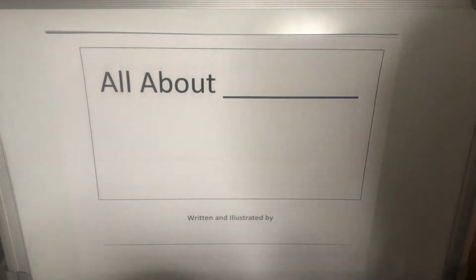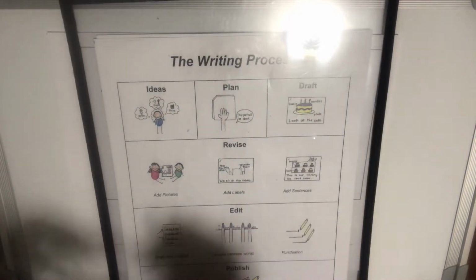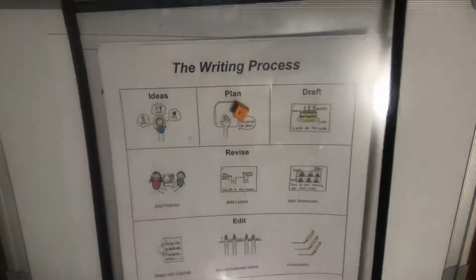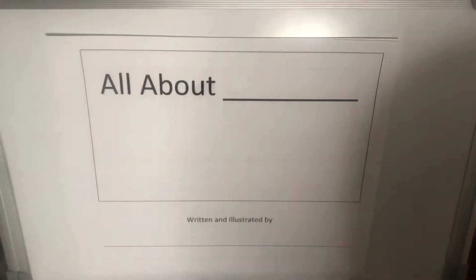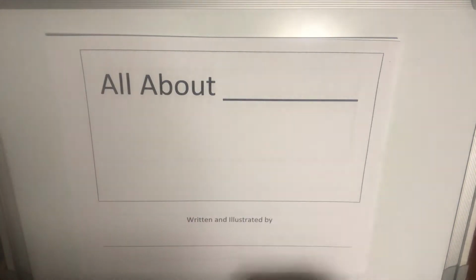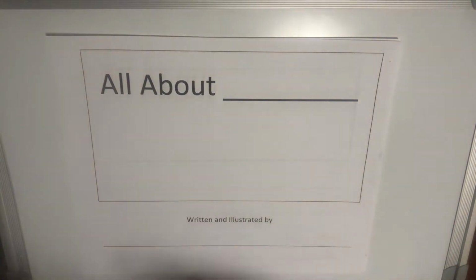After we decided on what we're going to write about on our topic, we need to plan. And planning, if you remember, means we need to touch and tell what we're going to write on each page. So let's think about it. What do I know about lions? So I know that I have to draw a lion on my cover page, right? So I'm going to put all about lions, draw my lion, and I'm going to write my name.